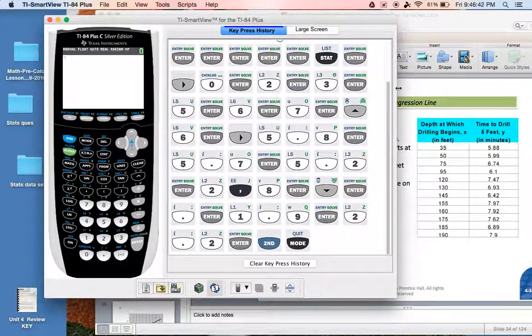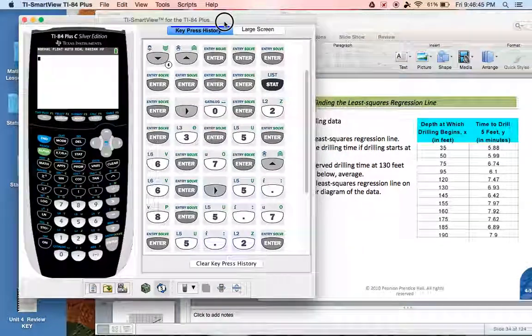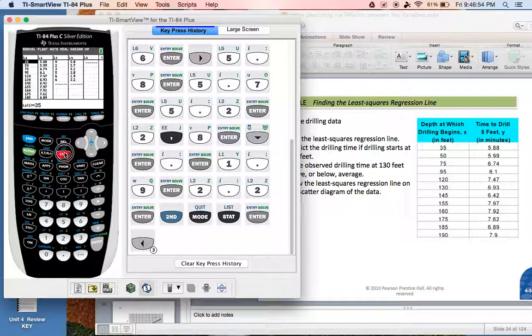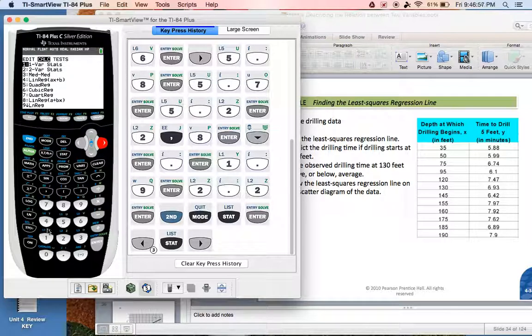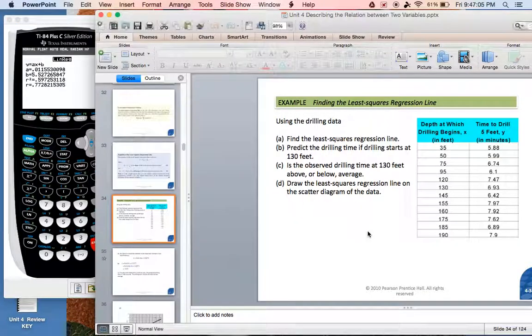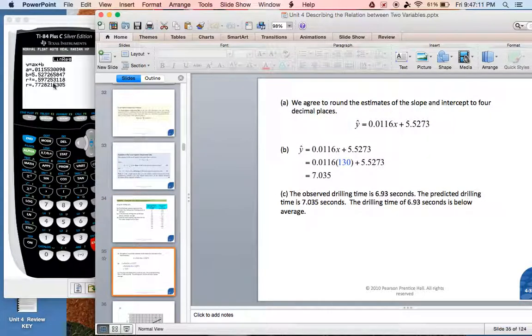Once again, let's go back to our line. If I go back to stat, edit, it's already in there in L1 and L2. So I can go back to stat, scroll down to 4, and there's my line. So the first part, A, is this line right here. And notice the slope is 0.0116, rounded off to 4 decimal places. And our y-intercept in this case would be 5.5273.